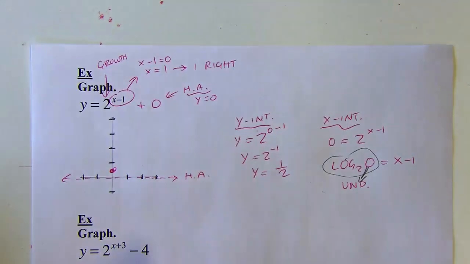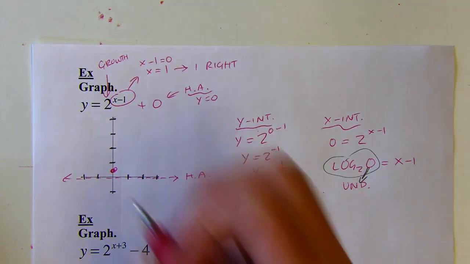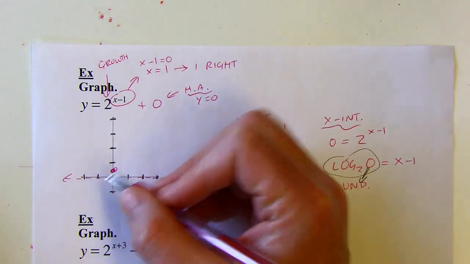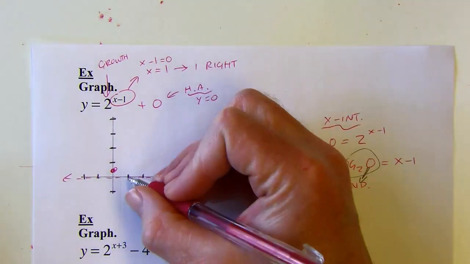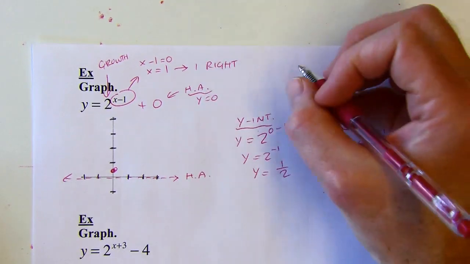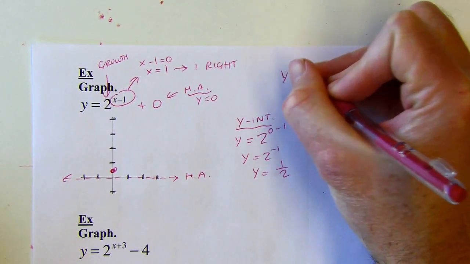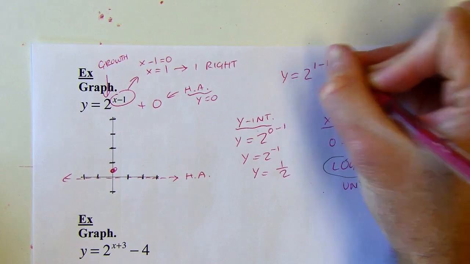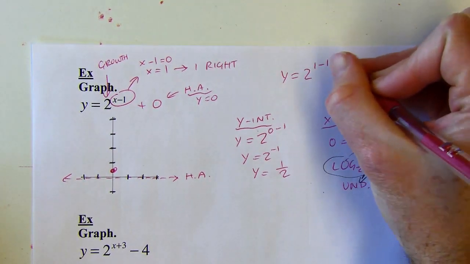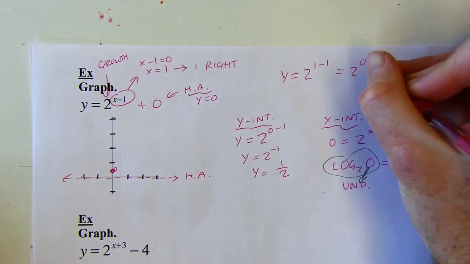And it makes sense because there is no x-intercept here, okay? So you could kind of just sketch in a growth curve from there. If you wanted another point, you could do something like plug 1 in for x. So let's go ahead and do that. If I plug 1 in for x, then I got 2 to the 0th, and that is 1.